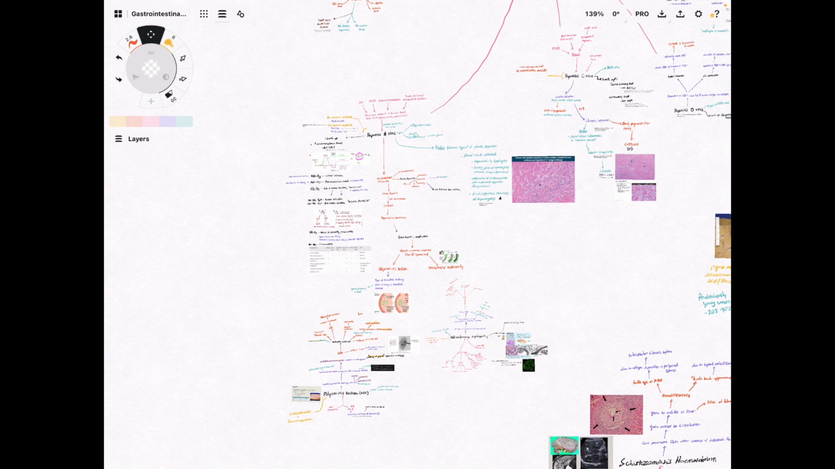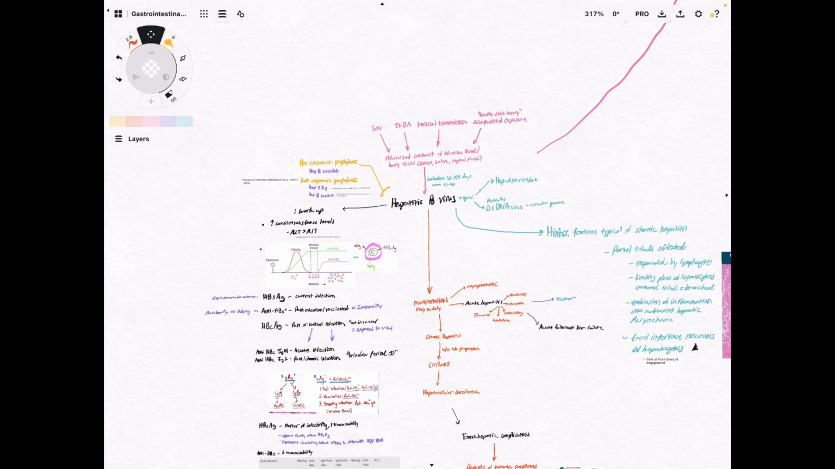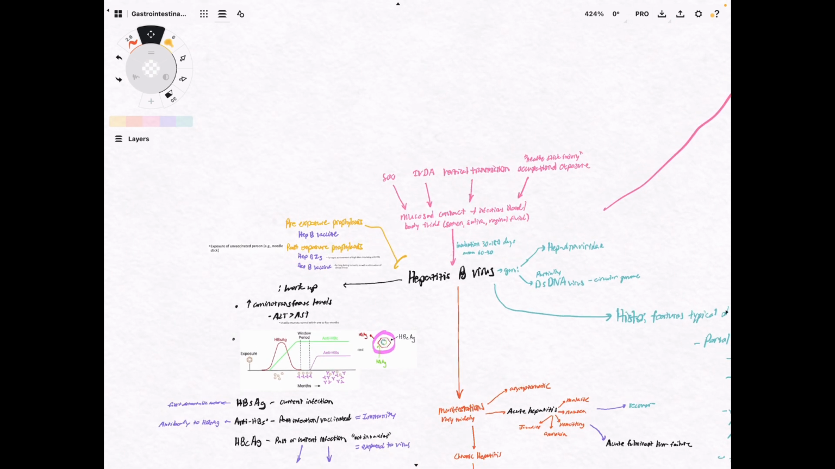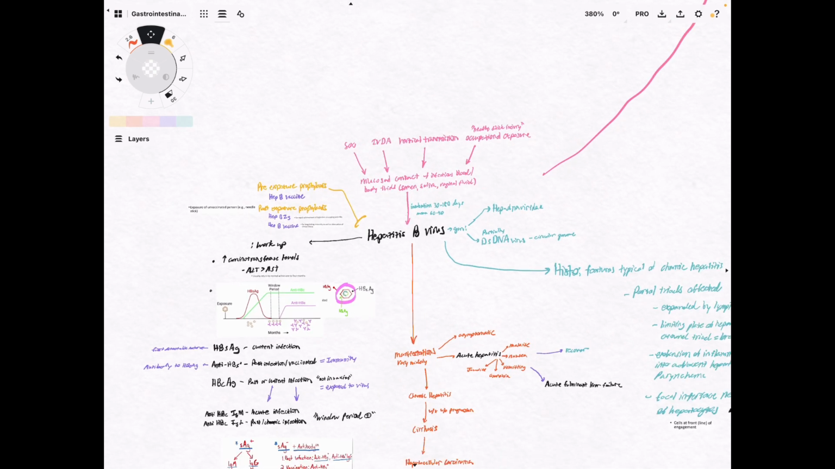It's also more dangerous, but it's one of the ones that's caused not by fecal-oral transmission, but it's really caused by IVs or sexual transmission. It can also be passed on from mother to child through birth. It can be caused by IV drug use, and it can be caused by needle stick injuries. So it's mainly just body fluid to body fluid.